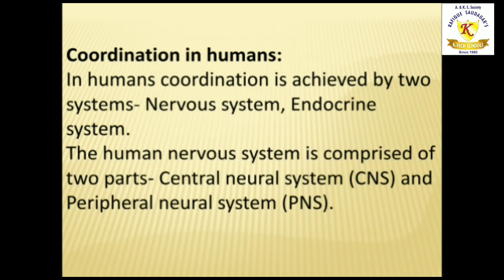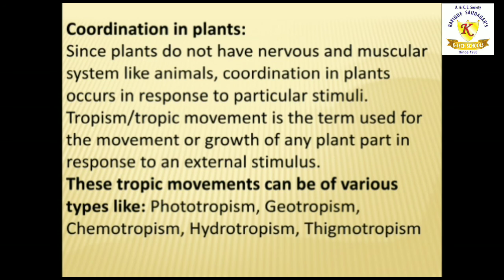Coordination in plants. Since plants do not have nervous and muscular systems like animals, coordination in plants occurs in response to particular stimuli. Tropism or tropic movement is the term used for the movement or growth of any plant part in response to an external stimulus. These tropic movements can be of various types like phototropism, geotropism, chemotropism, hydrotropism, thigmotropism. Okay, children?